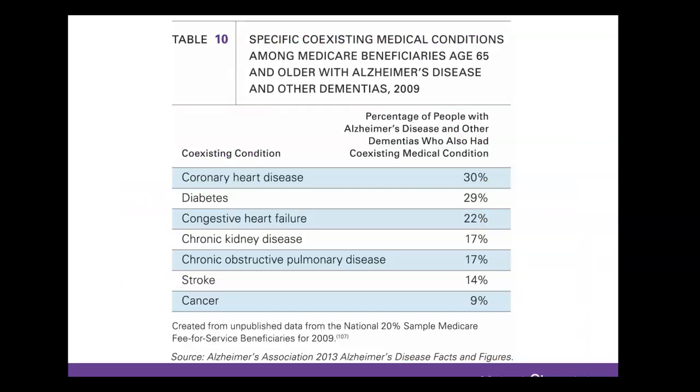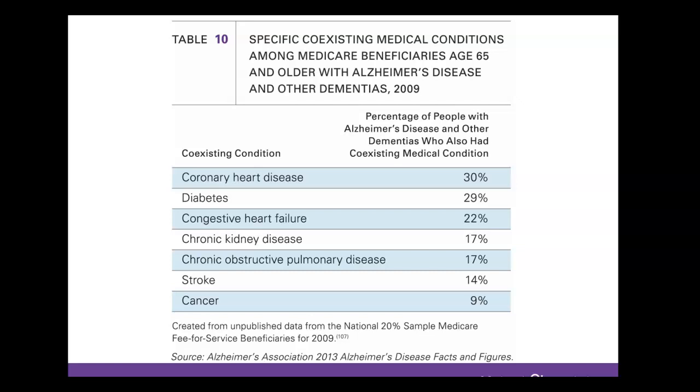There's also a coexisting or comorbid association with Alzheimer's. And these are the other conditions that tend to coexist. So that means patients are not just dealing with Alzheimer's and dementias, there are also additional health conditions that they have to contend with as well. And so this graph shows you the percentage of people with Alzheimer's disease and other types of dementias, I'm sorry, who also have coexisting medical conditions.